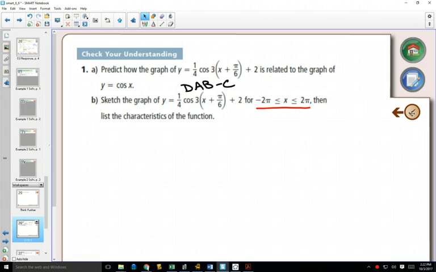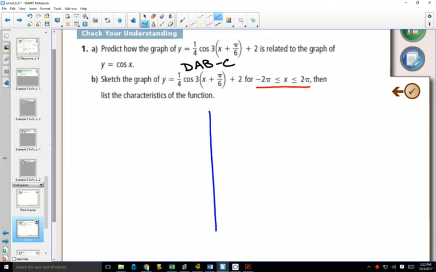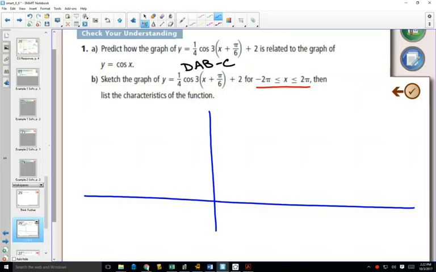So first of all, thinking about the DAB-C, you see that your center line is going to be at 2 and your amplitude is going to be 1/4. So when I go to draw my axes, I put my axes right in the middle of my page because in the end I know I have to graph from negative 2 pi to 2 pi. So I need enough, an equal amount of space on the left side and the right side. Our center line is at 2.